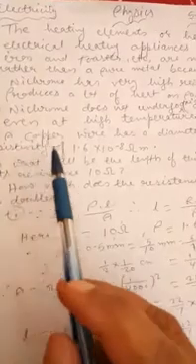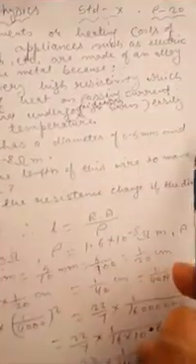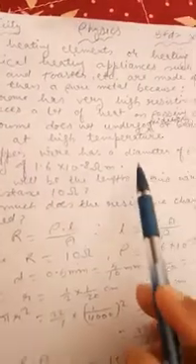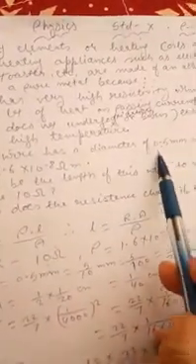Now the question is over here. A copper wire has a diameter of 0.5 millimeter and resistivity of 1.6 into 10 inverse 8 ohm meter. The student's question is given here: the diameter of the copper wire is 0.5 millimeter and resistivity is 1.6 into 10 inverse 8 ohm meter.